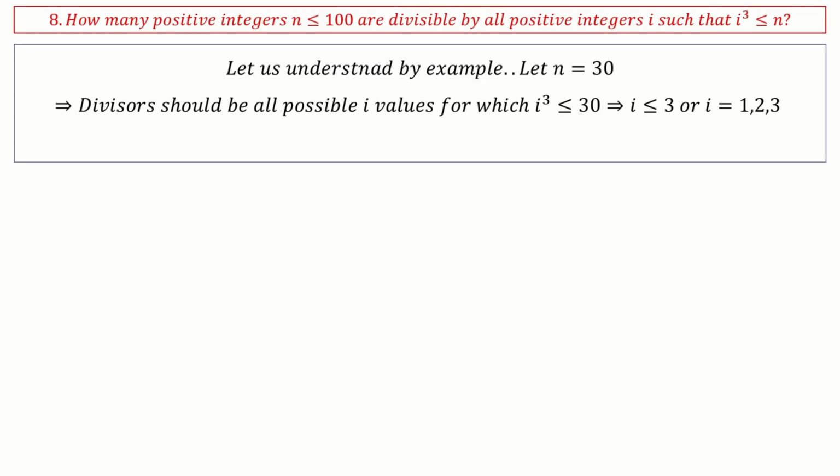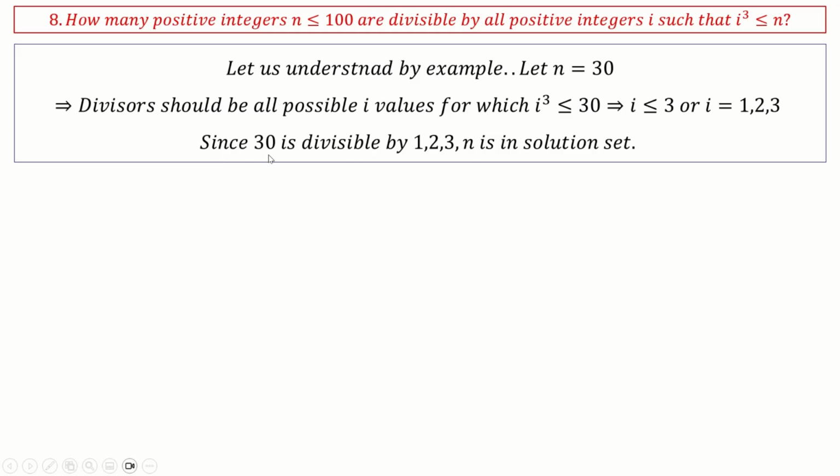Which means divisors should be all possible i values for which i cube is less than or equal to 30. So if i is less than or equal to 3, then i equals 1, 2, 3. Basically, these are the possible divisors. Since 30 is divisible by 1, 2, 3, n is in the solution set. Hope you understand this one. This part is if i is less than or equal to 3, which means i is 1, 2, 3, all 3 should divide this 30, which is dividing.